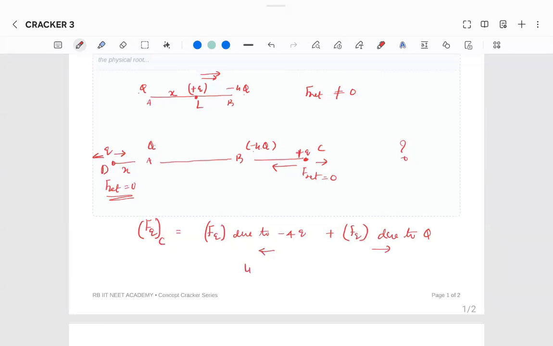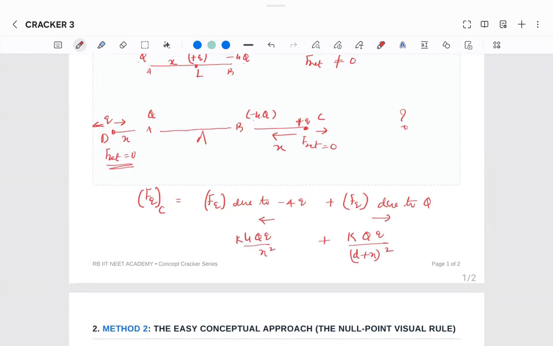Here it is 4q by, let us say, x distance. Here it is k capital Q by d plus x. So now the question arises: one is towards left, the other is towards right. Is there any possibility that net force is zero? Compared with x, d plus x will be more. The denominator is more, so it will be small. Compared with 4q, capital Q will be smaller. So this can never be zero, because one force always remains smaller than the other. Therefore, you cannot keep the charge on the right side of B.